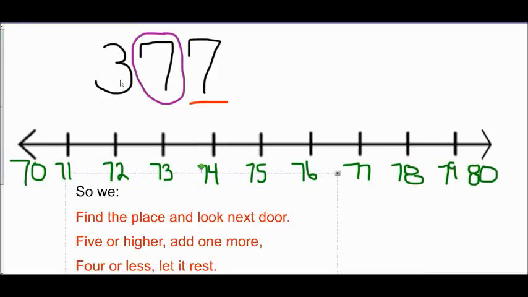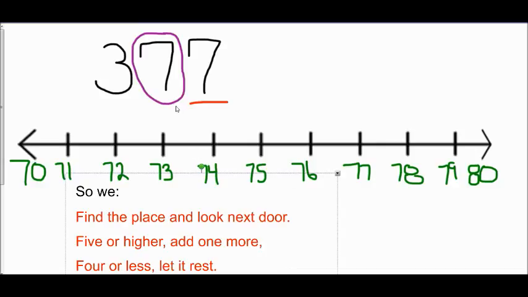So now I have 377. I've circled the number that I want to round. I have underlined the number I have to look at to figure out if I'm going to round. And I can just remember this saying: find the place and look next door. Here's the place, here's next door. 5 or higher, add one more. 4 or less, I'm going to let it rest.